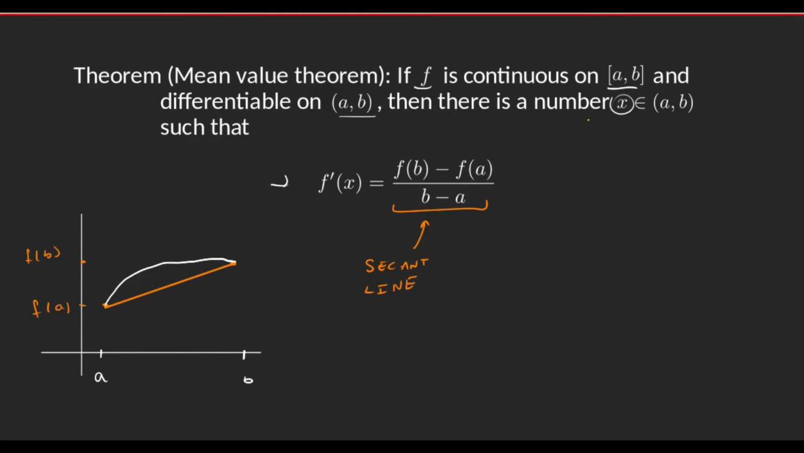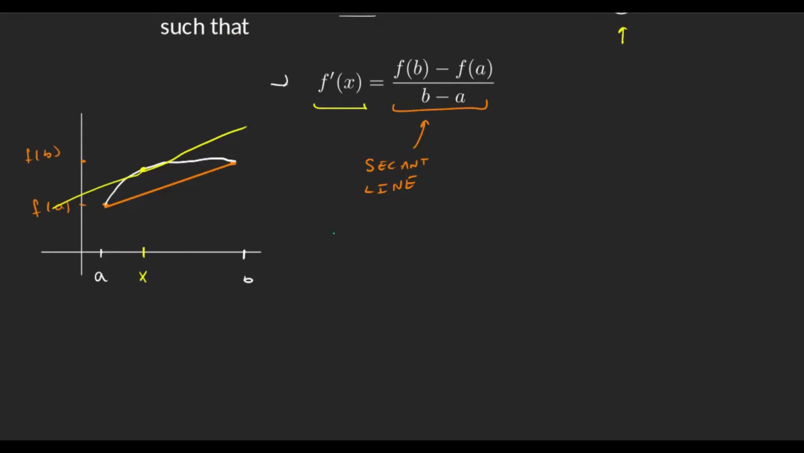then there exists some number x inside the interval such that the derivative at that point, so the tangent line at that point, has slope equal to the slope of the secant line. So in this case it would be a point around here, because when we do the tangent line it has the same slope as the orange line. So this is the mean value theorem, and it's very, very useful. In particular, it will be useful for us to prove L'Hopital's theorem. So let's go ahead and check out the proof.